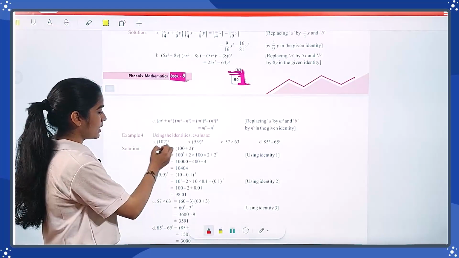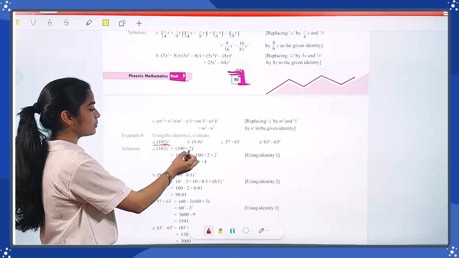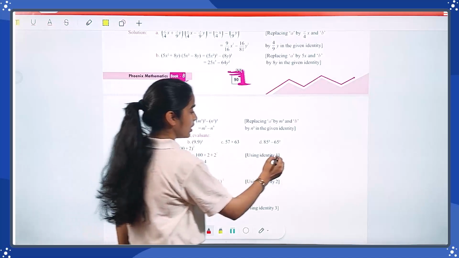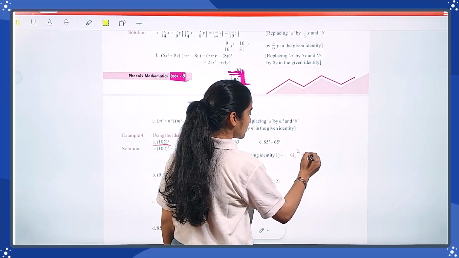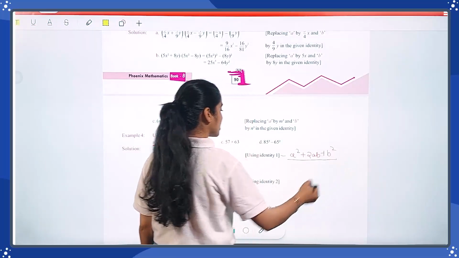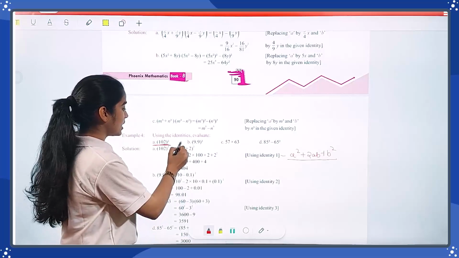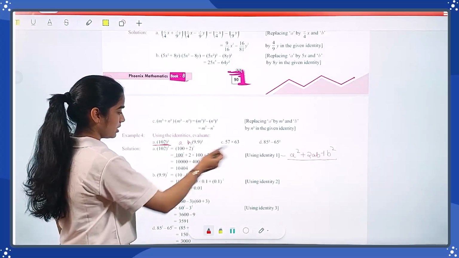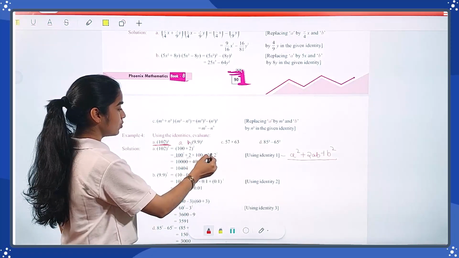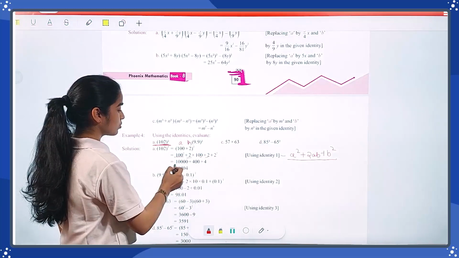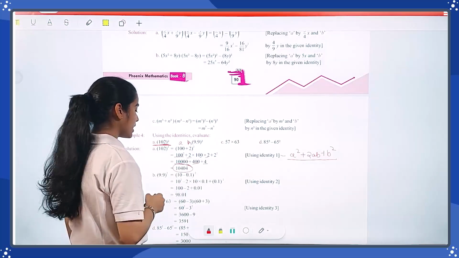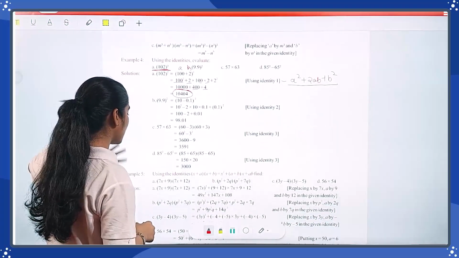Now look here. By looking at this question, you can easily understand 100 plus 2 whole square. You can convert this number, and the identity is identity number 1, which is a square plus 2ab plus b square. So just apply these values into your identity. a is 100, b is 2, a square 100 square, 2ab, 2, a is 100, b is 2 plus b square, which is 2 square. So when you add, you will get 10,404. So in that way you have to solve this.